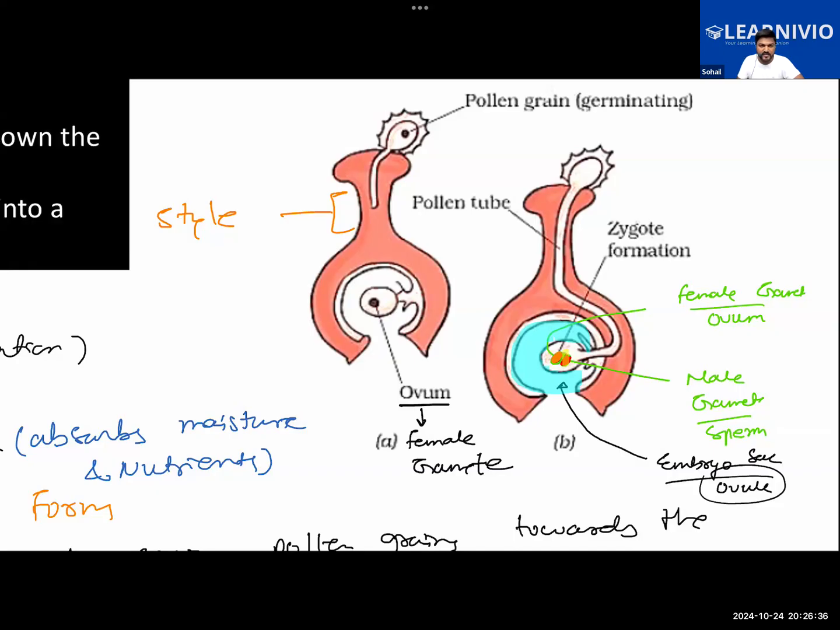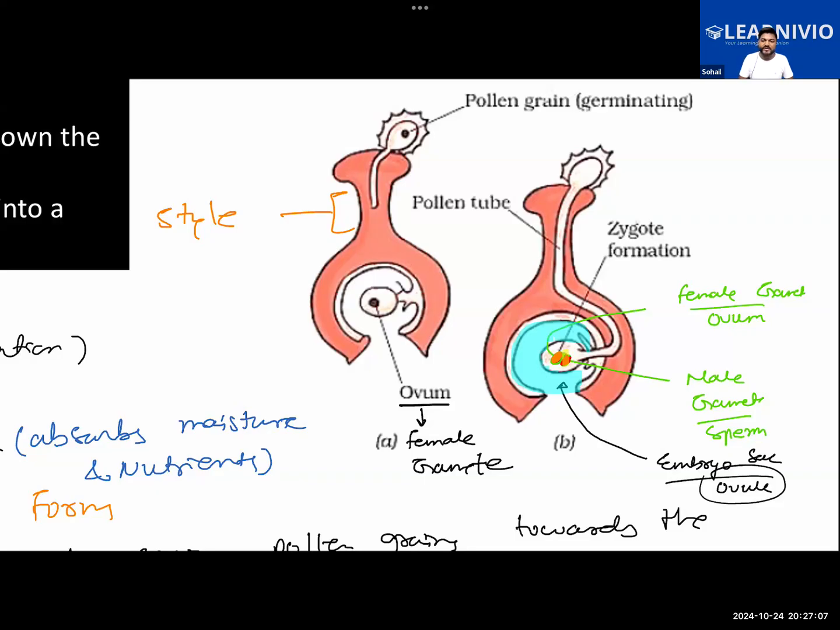Getting it now? So if the zygote splits into two halves in the case of the plant, then twin plants will be formed. Basically, first of all, two fruits will be formed, and the fruits will contain seeds in them, and both the seeds will be identical to each other. Getting it now? And the plants that will be growing from them will be identical to each other. So that is the case.